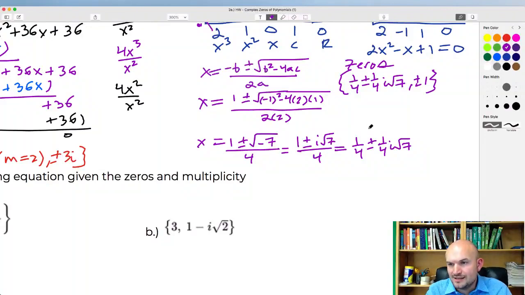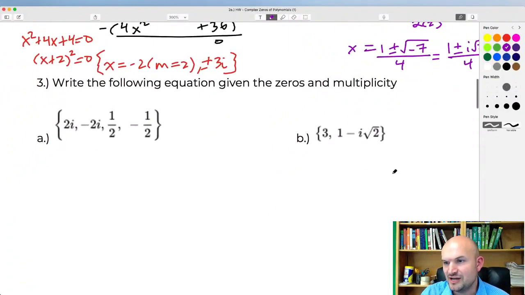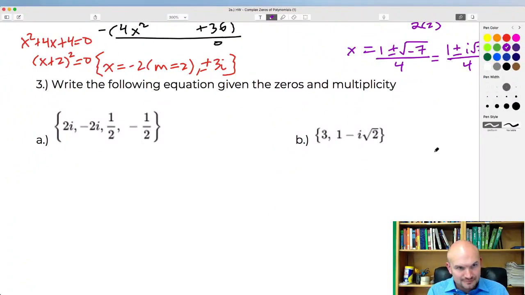Whew. All right, we got 2 more questions here, and then I'll get to the halfway point for you guys, and I'll take a little break for those of you that have joined into the chat. All right, so the next one is writing the following equation given the zeros and multiplicity. Hopefully you guys are enjoying this lovely homework assignment.